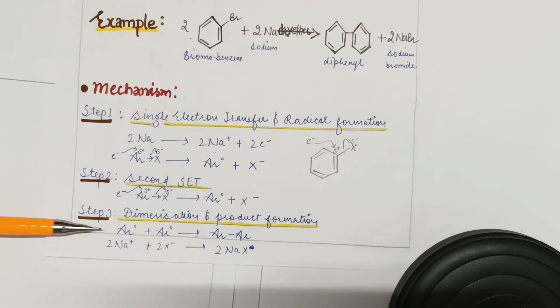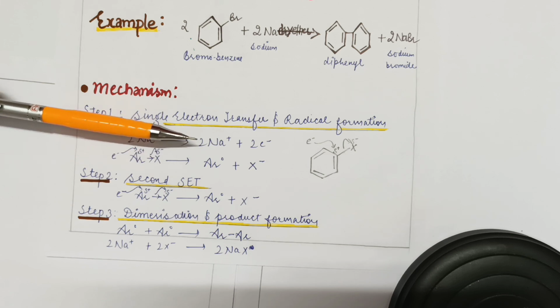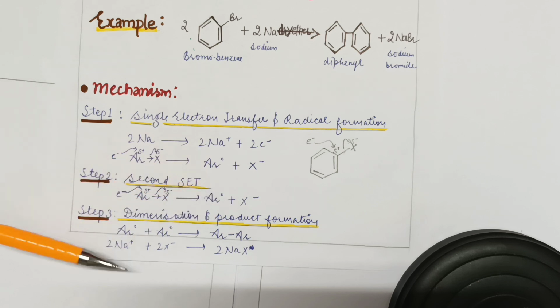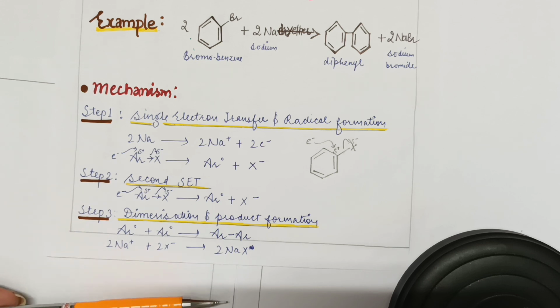Okay, so here what's left? We are left with two sodium cations and anions. This one anion, another anion, are a result of the two aryl halides. So both of them are going to combine with each other and they are going to form a sodium halide.